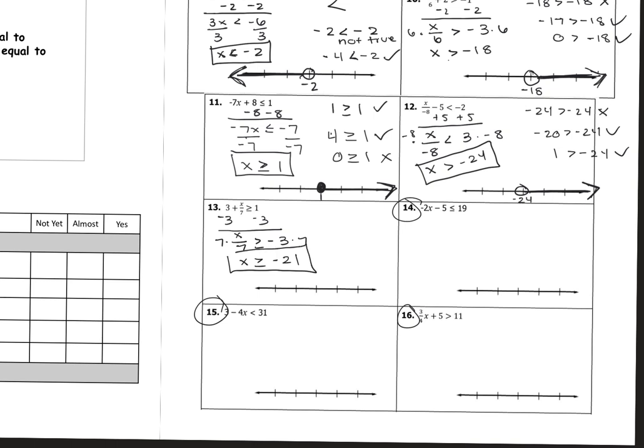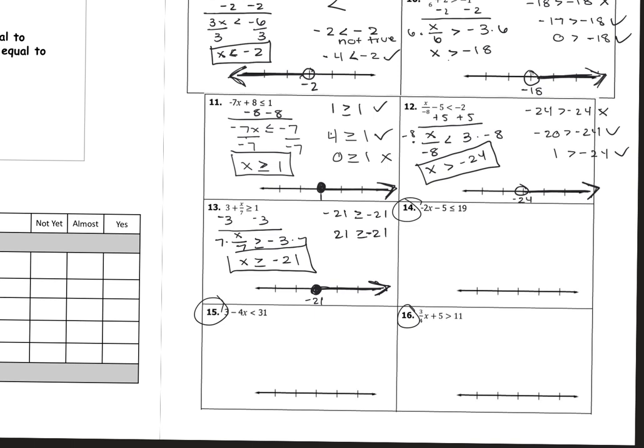So here we're going to have a closed circle at negative 21, and we want those values that are greater than or equal to. Again, we can plug in negative 21 and see that it is a solution, part of the solution set. We can plug in 21. So we can say that 21 is greater than or equal to negative 21.